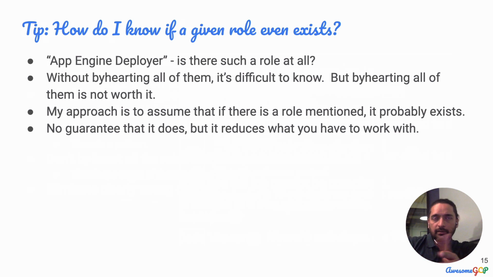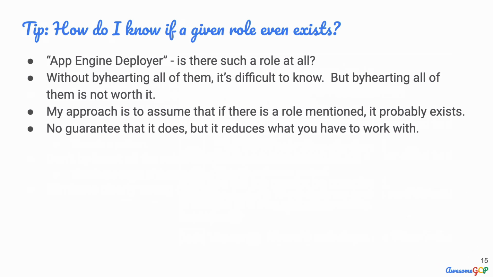So I've used a particular strategy which seems to have worked for me so far, and that is that when a particular role is mentioned, say for example App Engine Deployer, I assume it probably exists. I go with the assumption that given that they've mentioned it, maybe it is there. Obviously, there's no guarantee that it does exist, but it reduces the amount of work you have to deal with. So in this case, given the options App Engine Service Admin and App Engine Deployer, I assume all of them exist. Now I have to try and eliminate the one that is possibly not correct, or choose the one that is possibly correct.